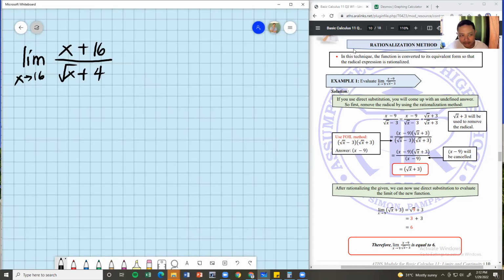Evaluate this limit. Again, check first if your denominator will end up with a 0 value, which means undefined. Kapag yes, then proceed to rationalization. Type your answer in the chat box as soon as you're done. Go.